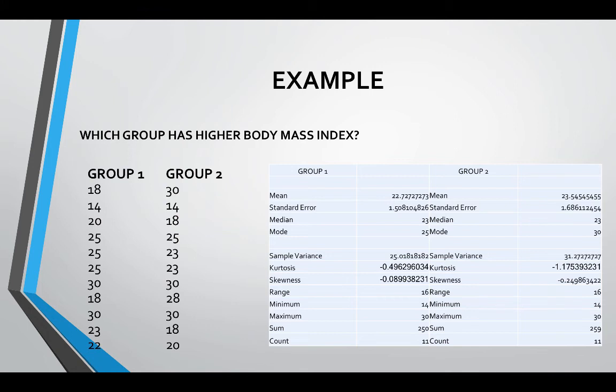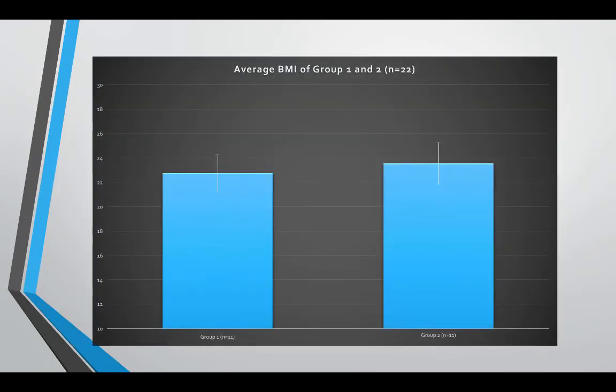But like I said, this is hard to decipher for people who don't like numbers, or the table can be a bit too much. So we use graphs to portray descriptive statistics. In this case, the average BMI of group 1 and 2, 22 subjects, and as you can see, they have very similar BMIs with the standard error bars here to see what the spread is. So the next step is to do the inferential statistics, but we're not there yet. We're just describing the data to show what the raw data is telling you.